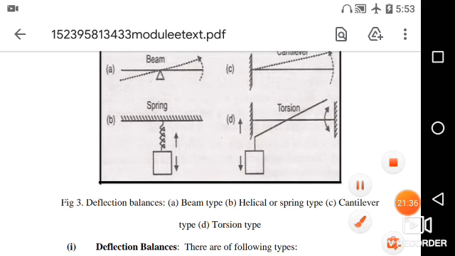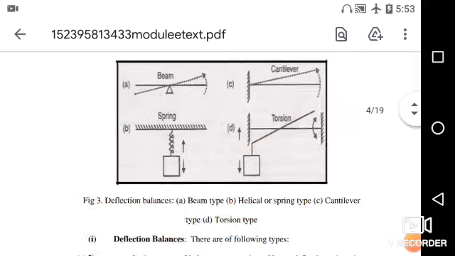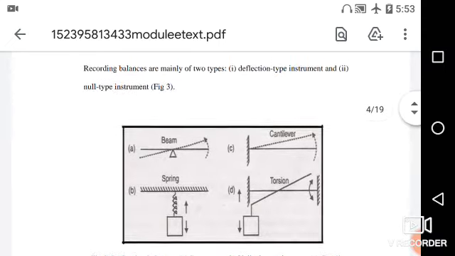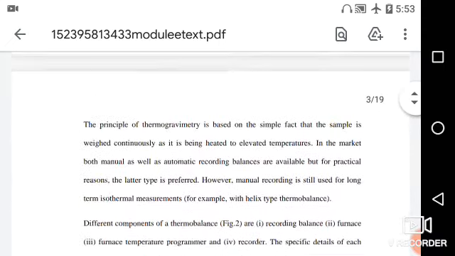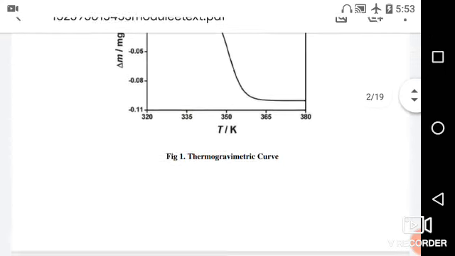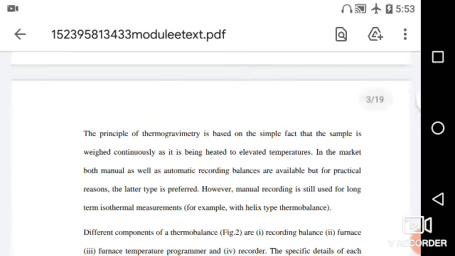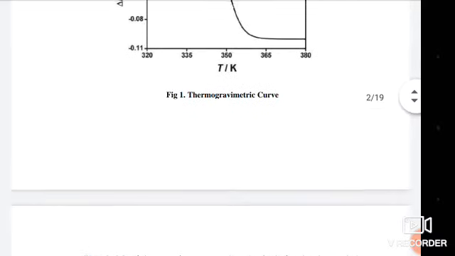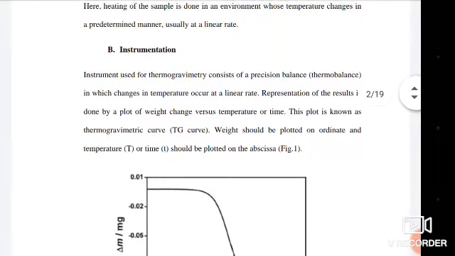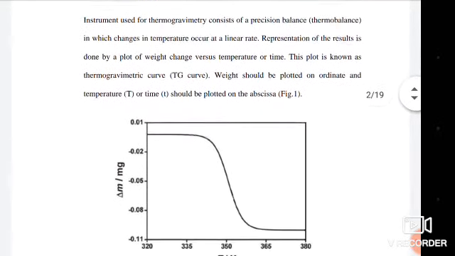thermogravimetry? Due to the lack of time, and the capacity of this video recorder, I am not taking so much time, so the remaining part we will see tomorrow, but I am just repeating the principle of this thermogravimetry.